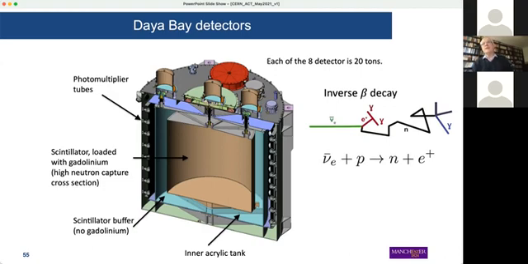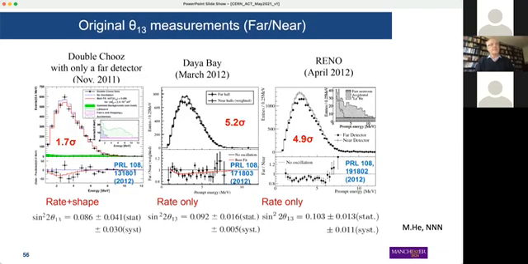The positron annihilates to a gamma and a pair, and the neutron is captured, emits photons, which are then all recorded in the detector, in the scintillator detector with photomultiplier tubes. And there are 8 of these detectors, which are all about 20 tons.